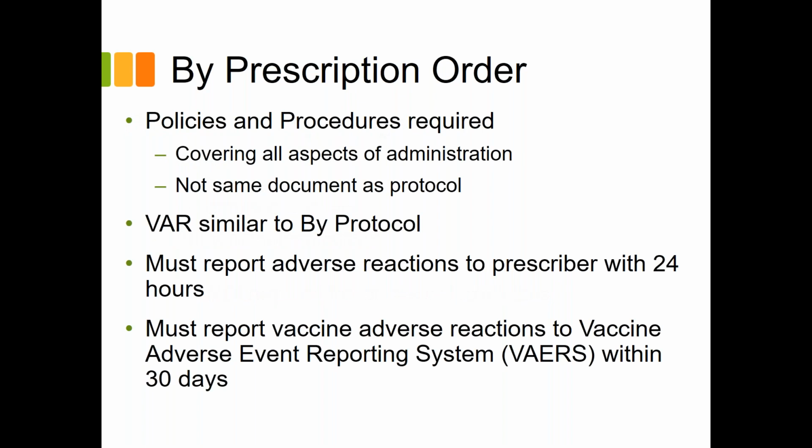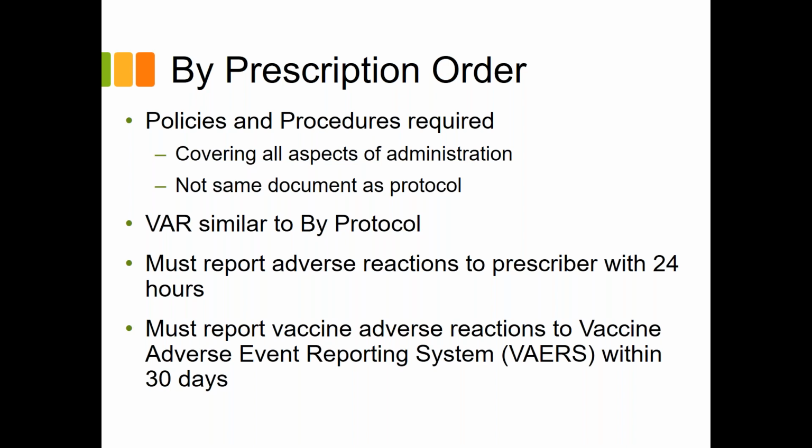So if you're going to do administer by prescription order, you must have a policy and procedure manual. It must cover all aspects of the administration process. It's not the same document as your protocol. Now, it may contain some of the same things as your protocol, but they are two different documents. You can't hand us your protocol and say, here's my policy and procedure manual. Again, some of it, like how you treat an adverse reaction or how you screen patients, may be the exact same thing, but you have to create two documents here.